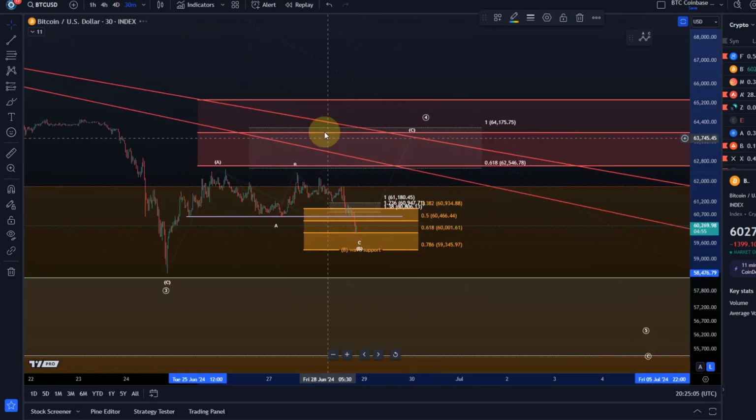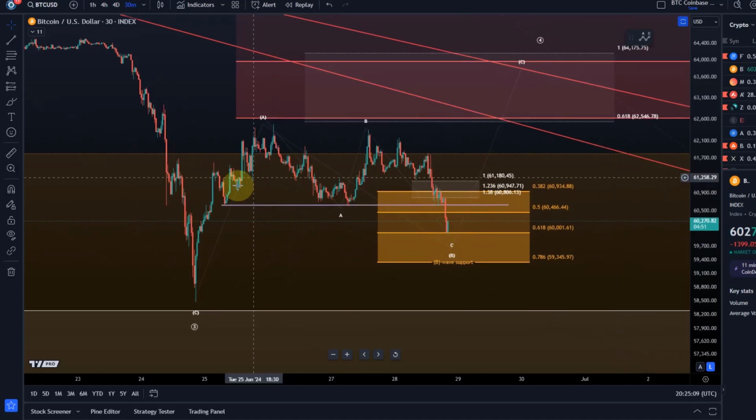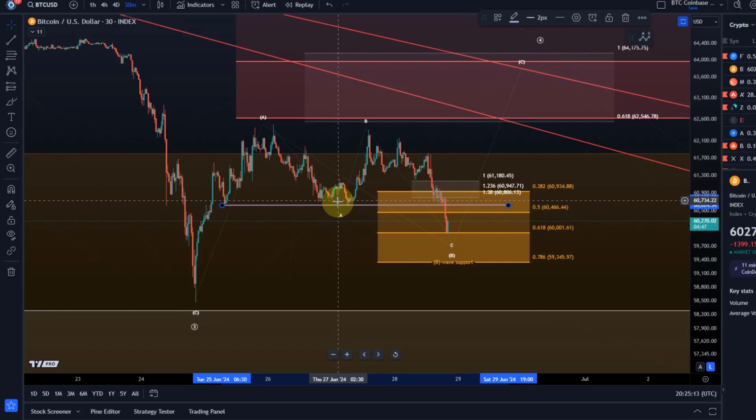Let's go to the 30-minute chart. Let's dive into the detail. So we broke that purple line here, which provided a bit of support, but we didn't get a bounce there. We didn't get a bounce, so it broke. That was a signal that the white count is unfolding.